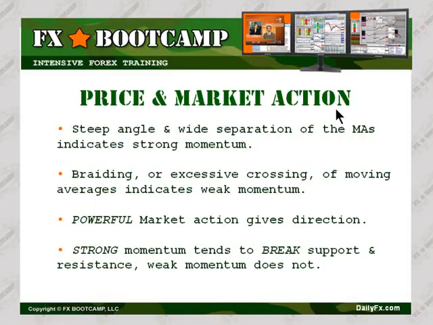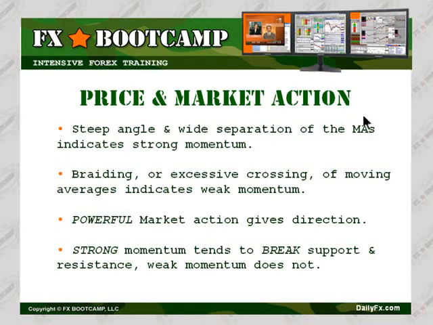Now, when you see a lot of crossing of the moving averages, that's called braiding. Like a girl's hair, one crosses over, and another over, and another, cross, cross, cross. That's a sign of either weak momentum or a weak market. You don't know what's going on. You have no direction, no momentum. That's your opportunity to do two things: either lose money or not trade.